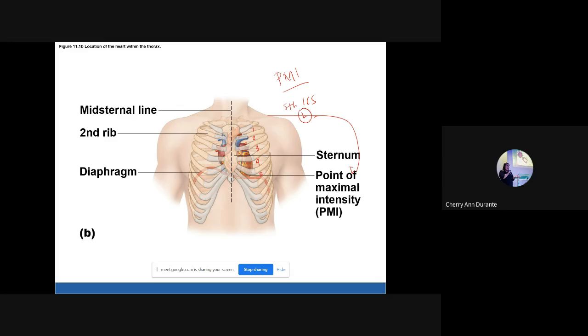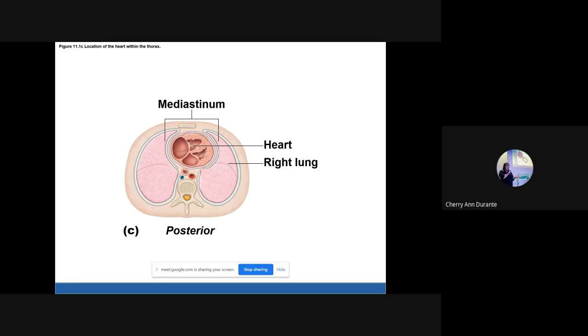So if you want to hear that, dito daw pinakamalakas yung heartbeat, no? If you're using a stethoscope and you're checking out the apical pulse, this is the point of maximal intensity. Fifth intercostal space on the left side. Okay. So this is the mediastinum. So this is a transverse cut of your heart view. So you can see the heart, you can see the lungs. That's the right lung, left lung.